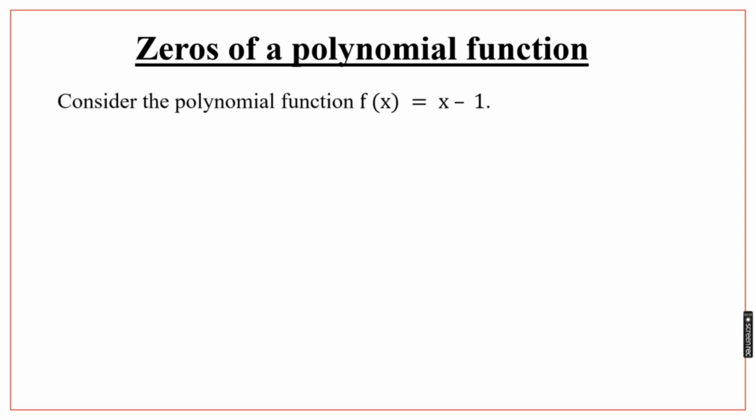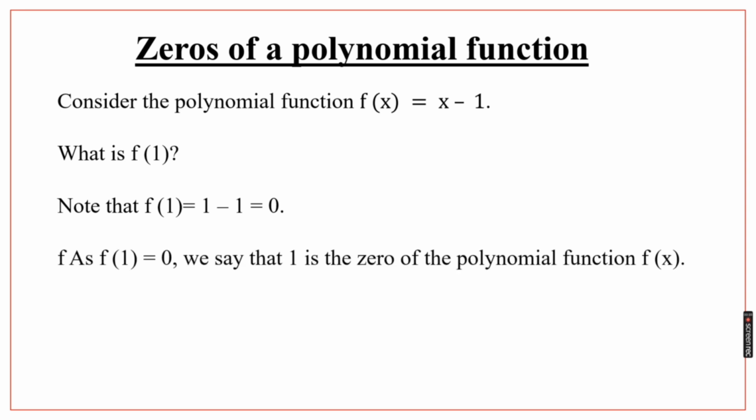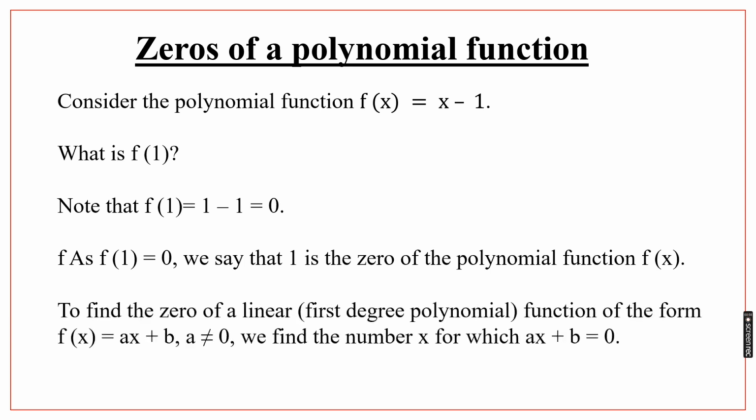So consider the polynomial function f of x equals x minus 1. What is f of 1? Replace x by 1, then 1 minus 1 is 0, which means f of 1 is 0. We say that 1 is the zero of the polynomial function f of x, which means when we insert 1 in place of x in the given function, the function would be 0. So 1 is a zero of the polynomial function.